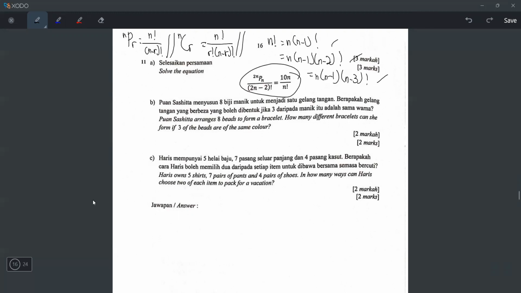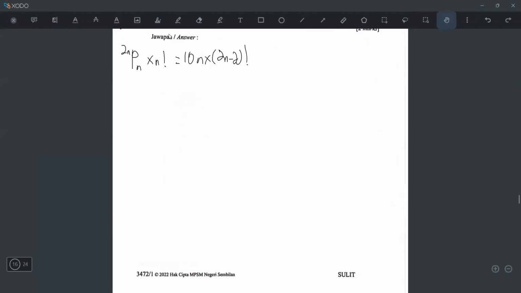So solve this equation. For soalan A, 2n permutation n. I think I will straight away cross multiply lah, because it's like something or something or something, right? And everything looks so different, and I don't think I can simplify now. So what I will do is just I will write 2n pn times with n factorial, and then equals to 10n times with 2n minus 2 factorial. And then only I will start doing it. Okay, now I will scroll down, now I'll start doing it.